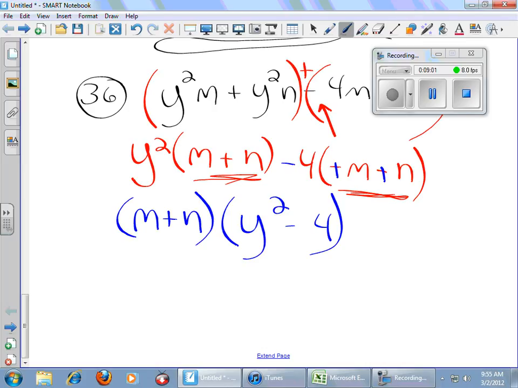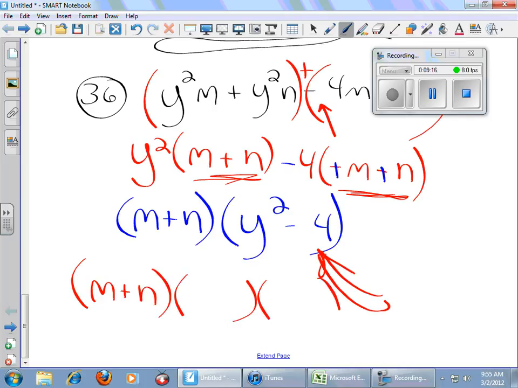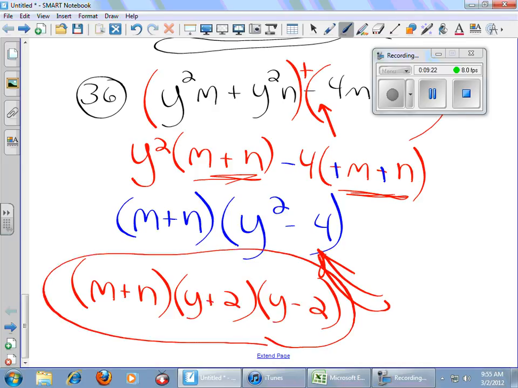No way, Jose. Look at this last quantity here. What is it? Y squared minus 4. It's a difference of perfect squares. We're not done. We got to keep going. M plus n comes down for the ride. The y squared minus 4 will factor as y plus 2 times the quantity of y minus 2. And now I can say I am done.